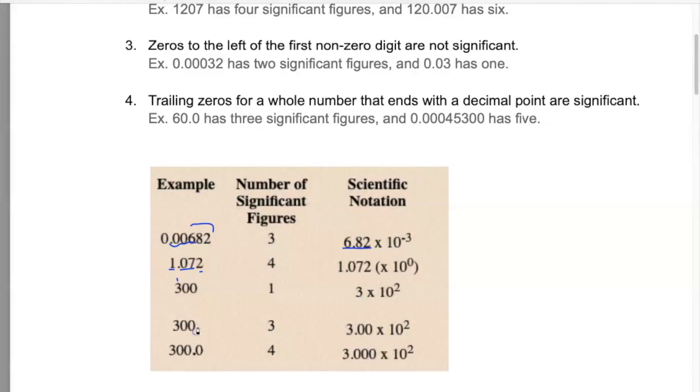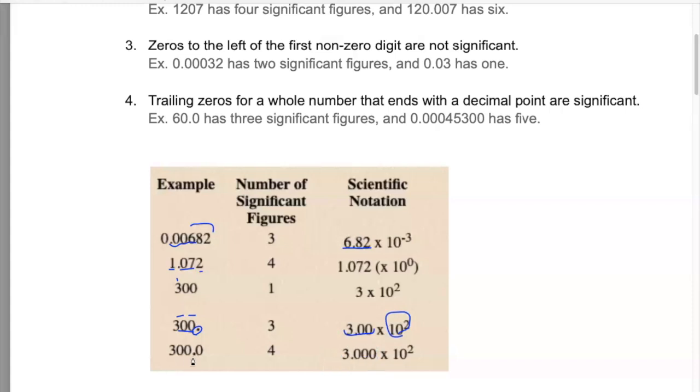But if you have a decimal here, then it means these 2 zeros actually count. That means there are 3 sig figs. And if you're writing scientific notation, you have to write it with 3 significant figures. The power of 10 only shows the order of magnitude, so you don't have to worry about it for the significant figures. The sig figs are what's in front of that order of magnitude.